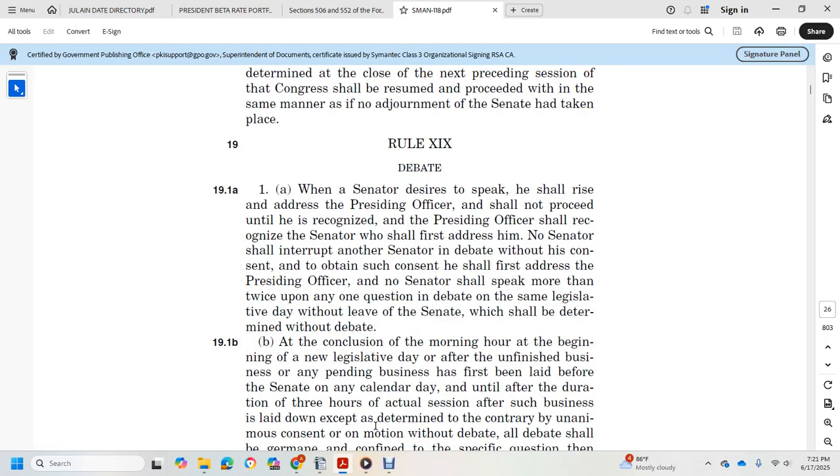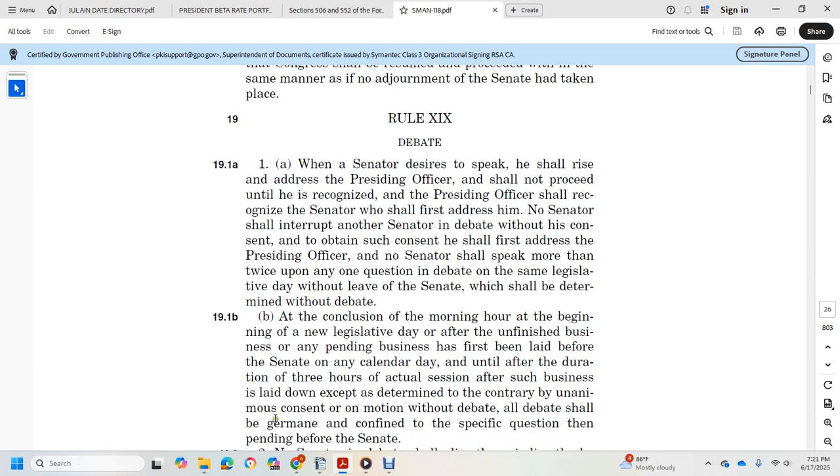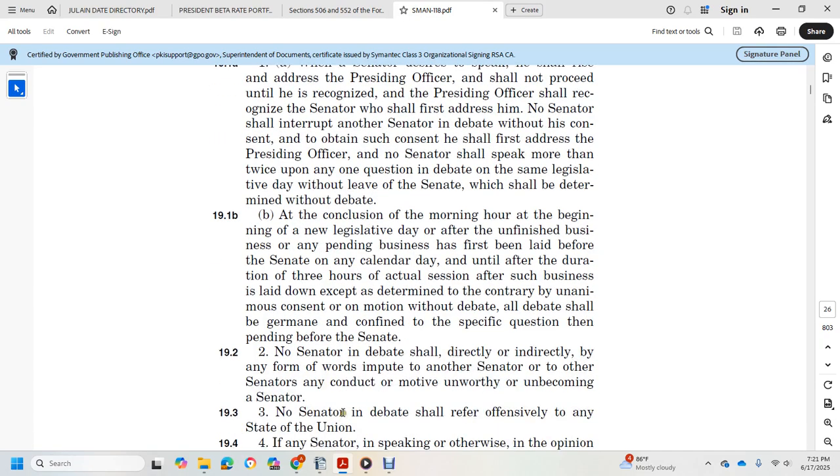At the conclusion of the morning hour at the beginning of a new legislative day, after the unfinished business or any pending business has first been laid before the Senate, and until after the duration of 3 hours of actual session, except as determined otherwise by unanimous consent or on motion without debate, all debate shall be germane and confined to the specific question then pending before the Senate. No senator in debate shall directly or indirectly, by any form of words, impute to another senator or to other senators any conduct or motive unworthy or unbecoming a senator. No senator in debate shall refer offensively to any state of the Union.